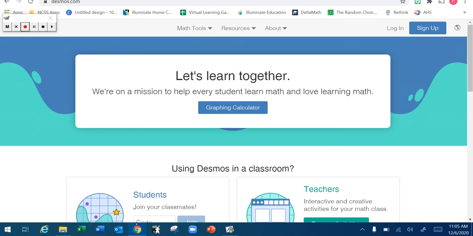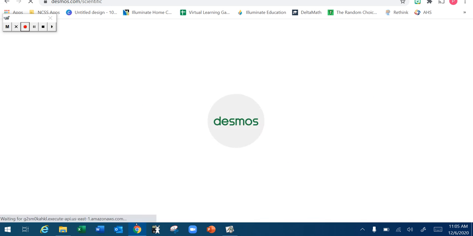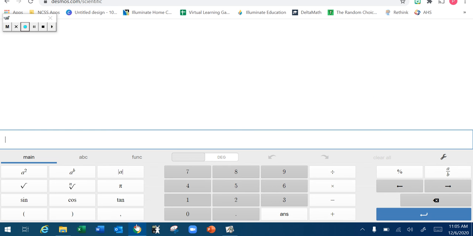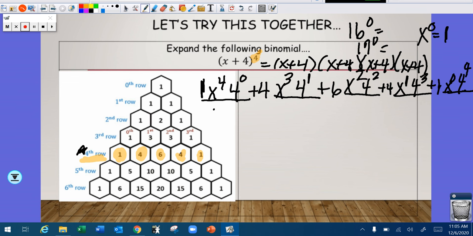Yeah, I'm going to just go to decimals so it'll look like yours, and then go to math tool and click scientific calculator. And that was 1 times 4 raised to the 0 power, and that equals 1. So here, then this is going to be 1x to the 4th plus 4 times 4 to the 1. I'm going to use the math in my head, or you can use the calculator, whichever one works for you. Plus 6 times 4 squared is 16.